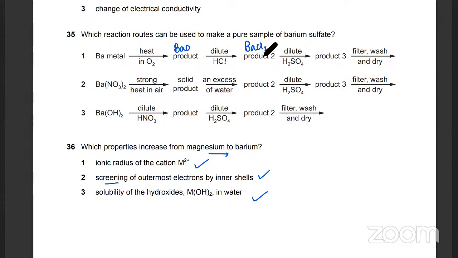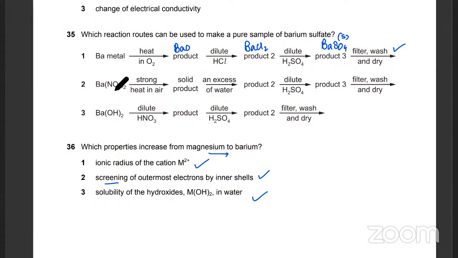Although there's not going to be any reaction, barium ions are soluble and sulfate ions are soluble. Soluble things will mix up. Barium ions and sulfate ions will combine to form a precipitate of barium sulfate, which is insoluble, and that can be filtered off and washed away. So I think that works. You get barium sulfate at the end.